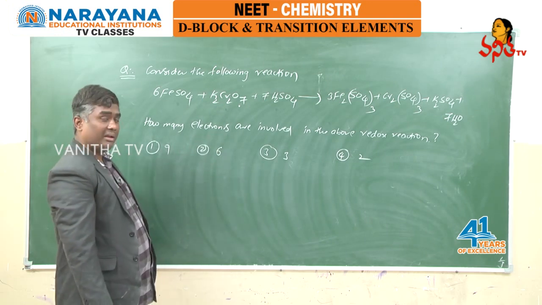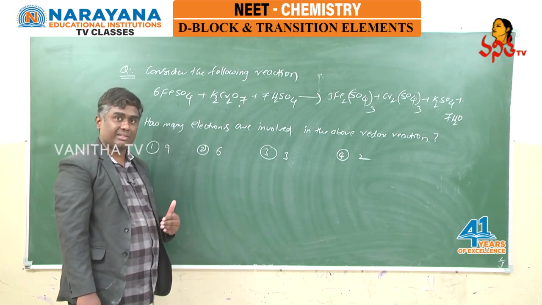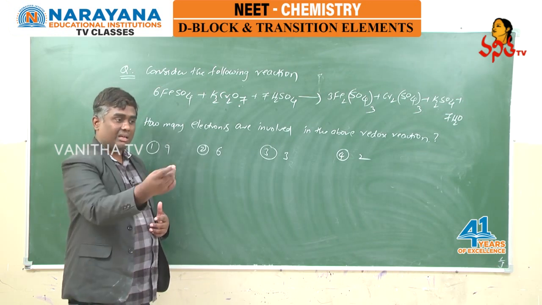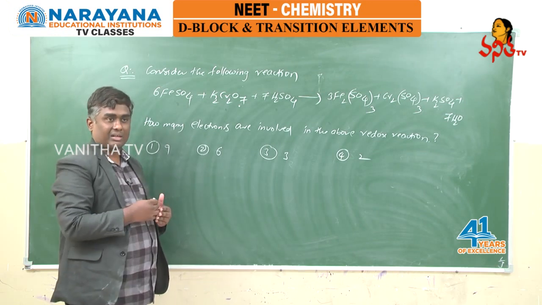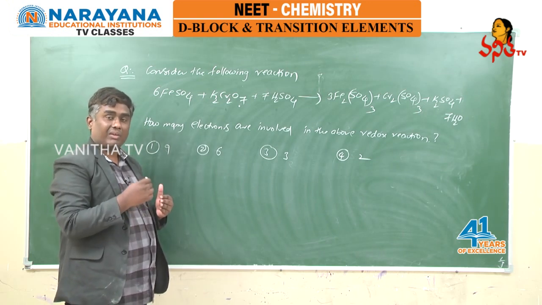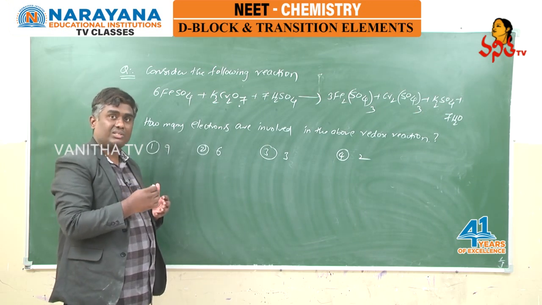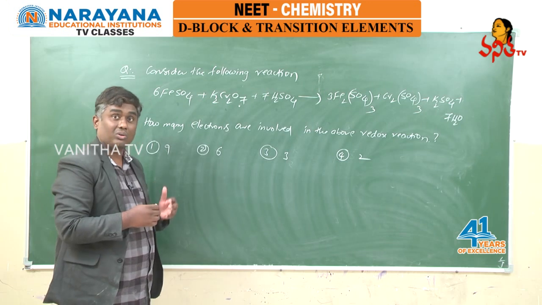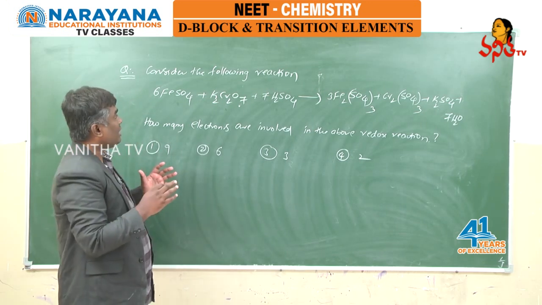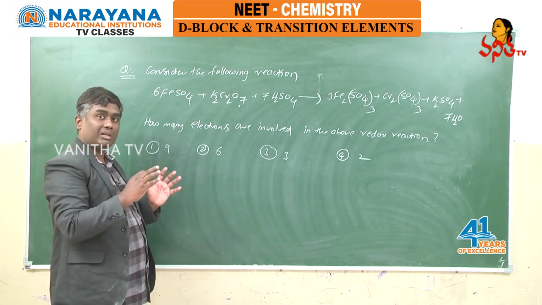And this is a redox reaction, meaning reduction and oxidation reactions are both taking place simultaneously. In the oxidation reaction there is loss of electrons, and in the reduction reaction there is gain of electrons. The number of electrons lost in the oxidation reaction will be equal to the number of electrons gained in the reduction reaction. So if you consider either the oxidation reaction or the reduction reaction, you can get the answer.